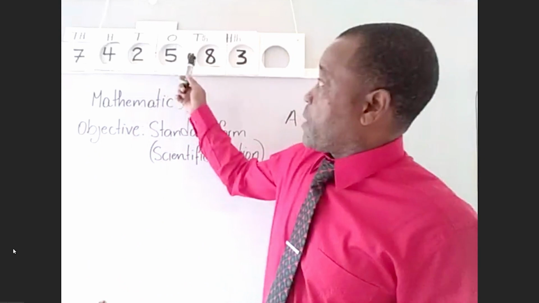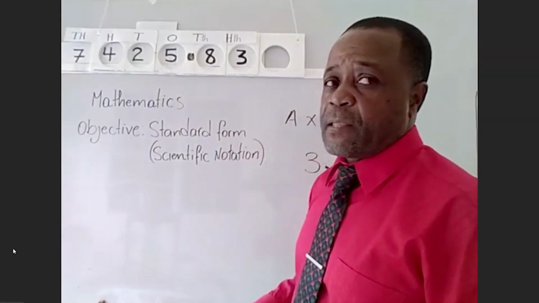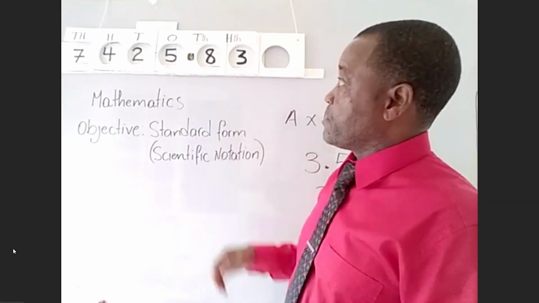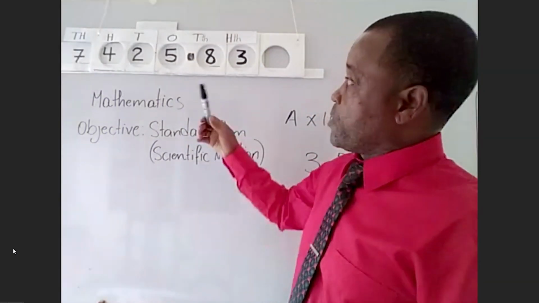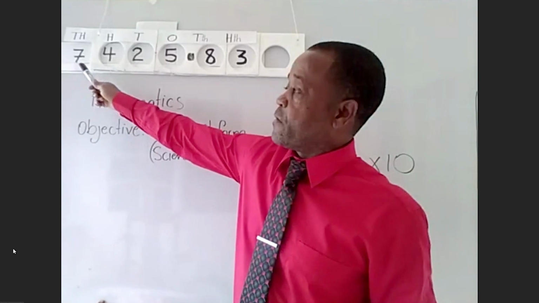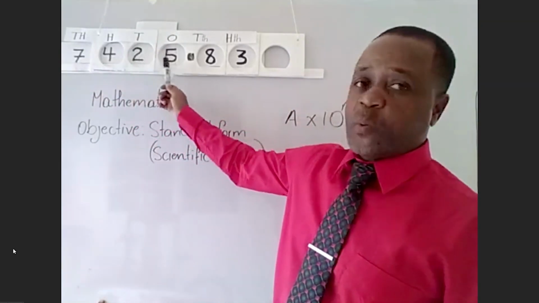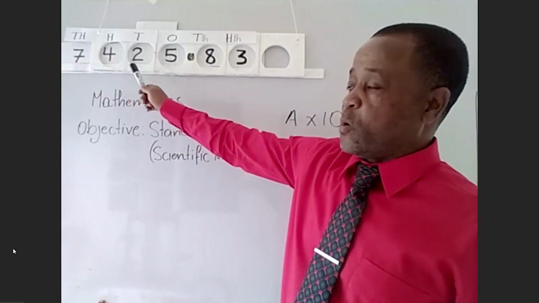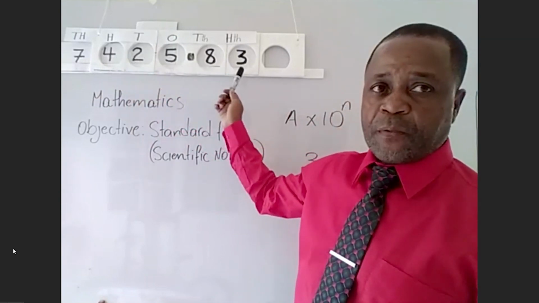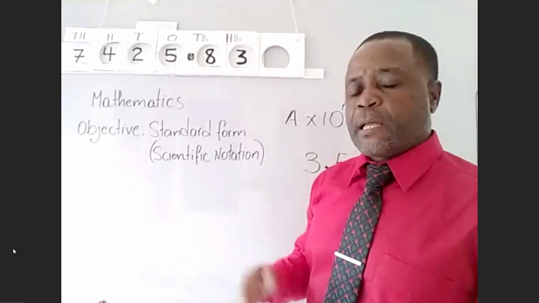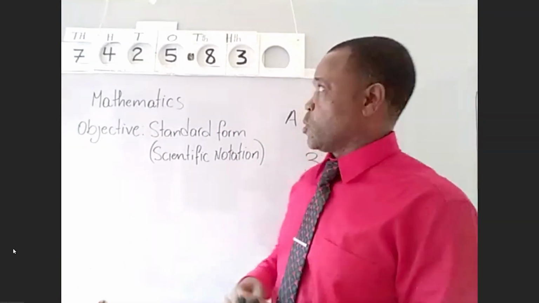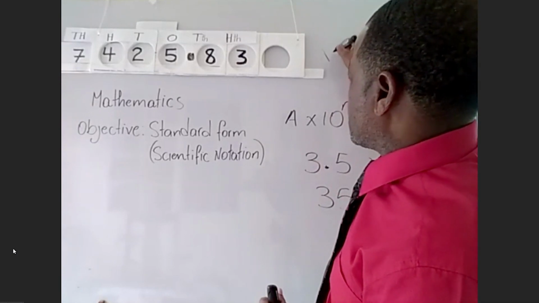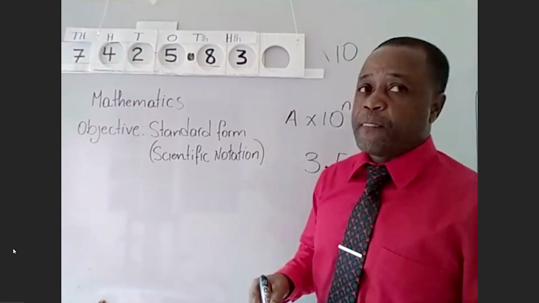To my top right here, I have a place value shifting chart. Notice that this would have been 7,425.83. Let us say that you want to multiply this number by 10.